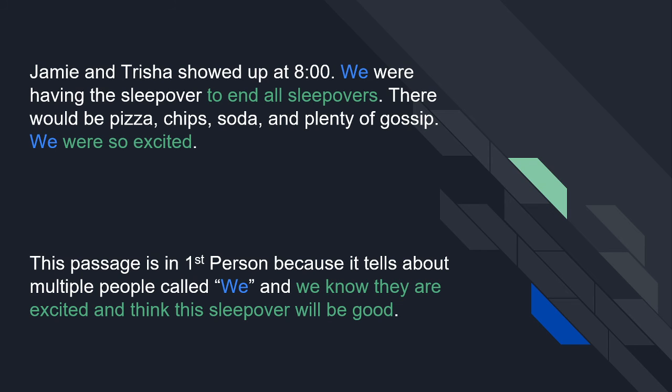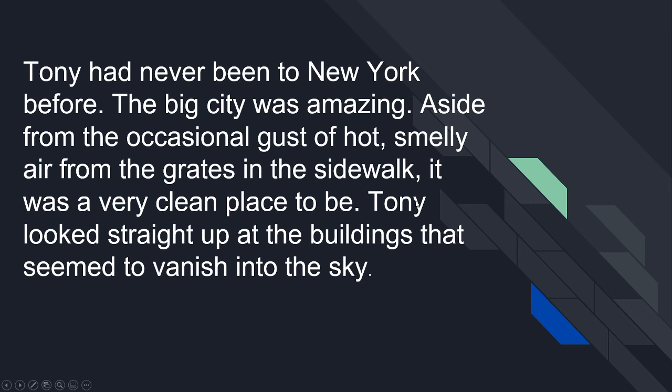We were so excited. So this passage again starts out in third person with Jamie and Trish, but then switches to we. Now, we is a first-person pronoun. The narrator is included in that statement. So the narrator doesn't know exactly what Trish and Jamie are thinking, but they know that they are excited and they are planning to have a sleepover. So they can tell us their side of the story and kind of include their friends in it just because they're a part of the story.